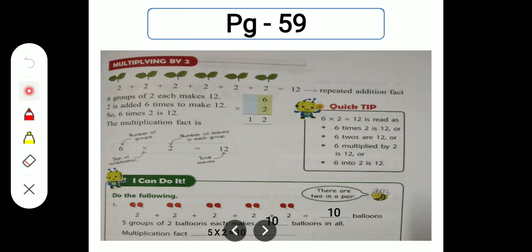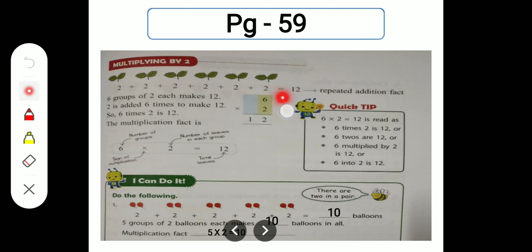Now please turn to page number 59. Multiplying by 2. First, let us see how many groups there are. 1, 2, 3, 4, 5, 6. So, 6 groups of 2 each makes 12. Why 2 each? We can see in each group there are 2 leaves. So, 6 into 2 is equal to 12.